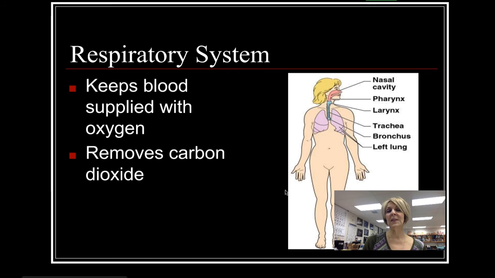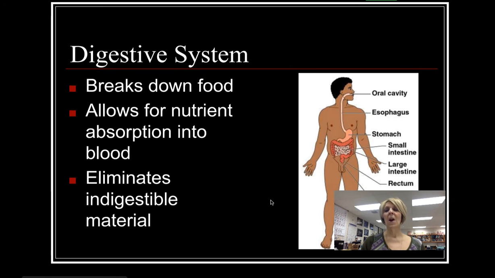The respiratory system helps to supply our blood with oxygen and removes carbon dioxide. So this is our ventilation system. We have air that comes in, we have gas exchange here in our lungs, and then we have carbon dioxide that is removed.